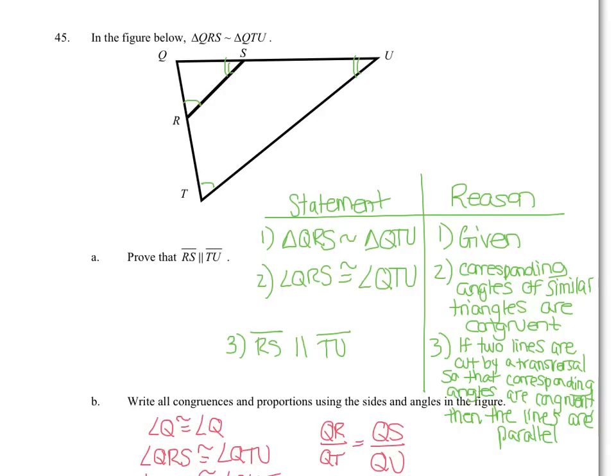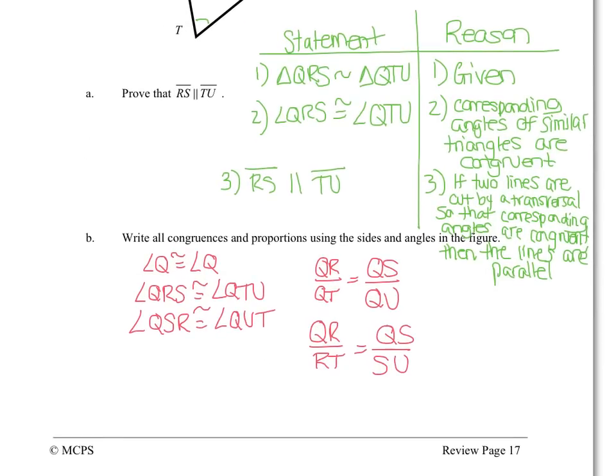Finally, we've got the third side. So we can say QR over RS equals QT over TU. Or we could say QS over SR is equal to QU over UT. So we'll kind of put it in terms of three. QR over RS is going to be equal to QT over TU, which is also equal to QS over QU.